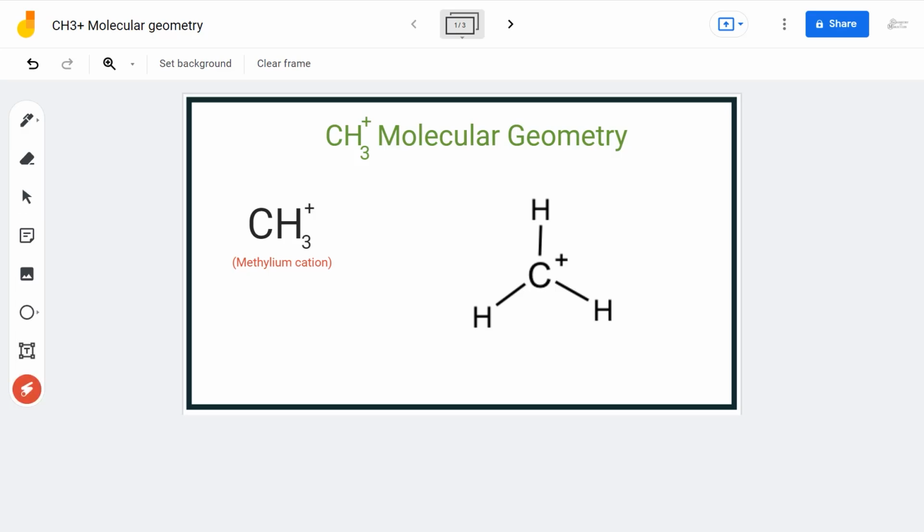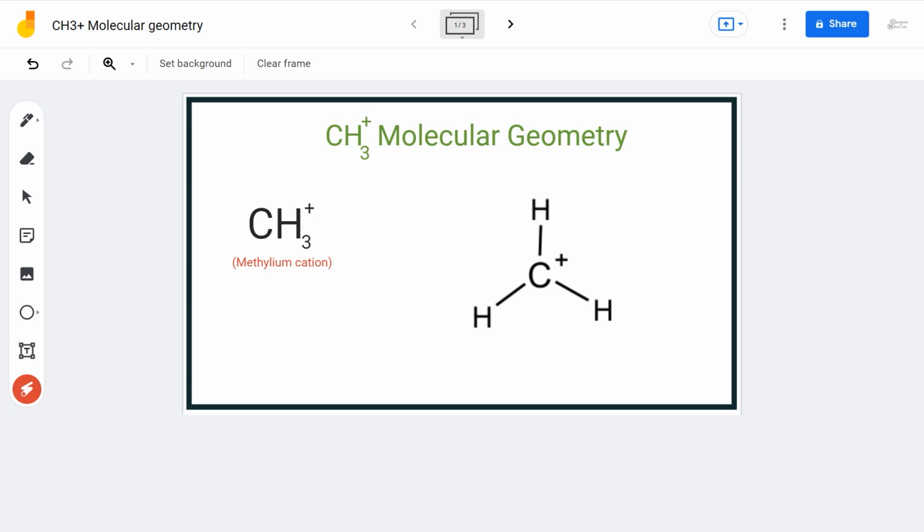In this video, we'll discuss the molecular geometry of methylium cation. It has a chemical formula of CH₃⁺, and for that, we'll look at its Lewis structure first. While determining the molecular geometry of any molecule, the configuration of the central atom plays an important part. So we must always note down the number of lone pairs and bond pairs attached to the central atom.